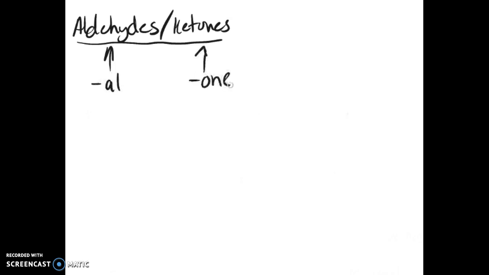Now, aldehydes and ketones are both organic chains with a carbonyl group on a carbon somewhere in the chain, but the difference is an aldehyde has it on a terminal carbon, which is one of those on the end of the chain, and a ketone has it on an interior carbon, or one of the carbons in the middle of the chain. For an aldehyde, you have an "al" ending. For a ketone, you have an "one" ending.